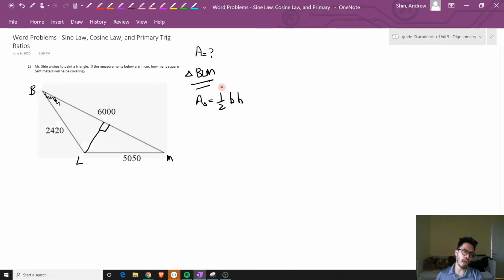And we have the base of that triangle, which is 6,000, but we do not have the height. So I'm going to call this h. We do not know what that is, so we're going to have to do some work.